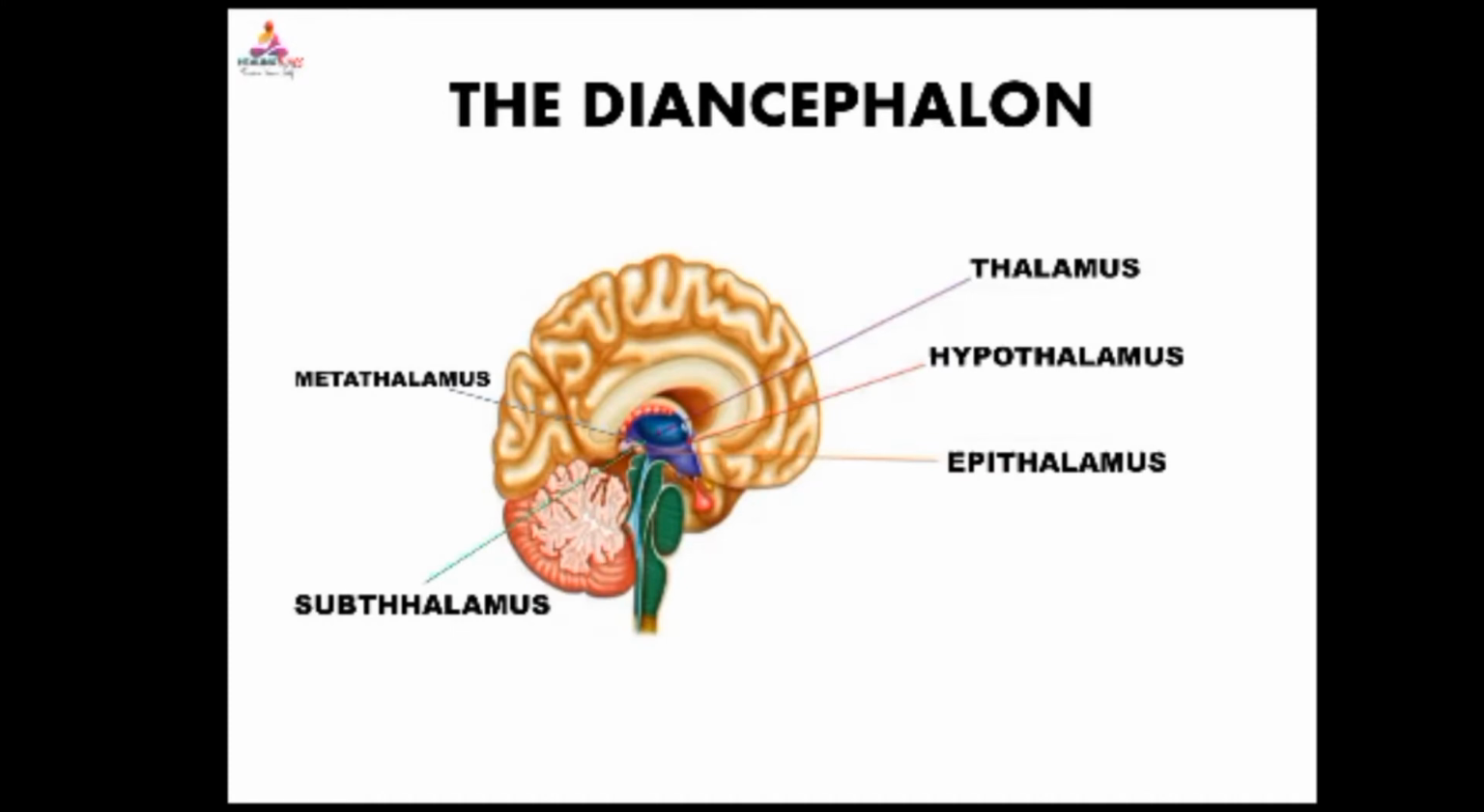Next part is the diencephalon. The diencephalon is the part of the brain between the cerebrum and brainstem. Its main parts are the two thalami, then hypothalamus, metathalamus, epithalamus, and subthalamus.